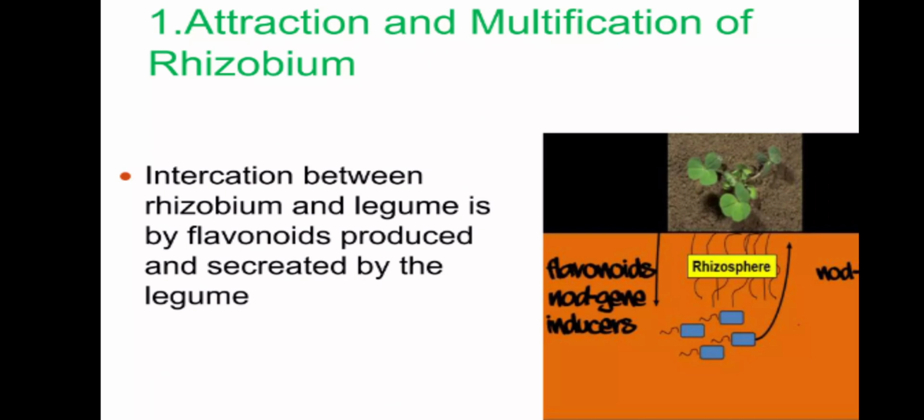So this is the recognition and attachment. Root hairs of leguminous plants release flavonoids which attract rhizobium bacteria present in the soil. In response, rhizobium produces nod factors, which are signaling molecules that initiate symbiotic communication between plants and bacteria.